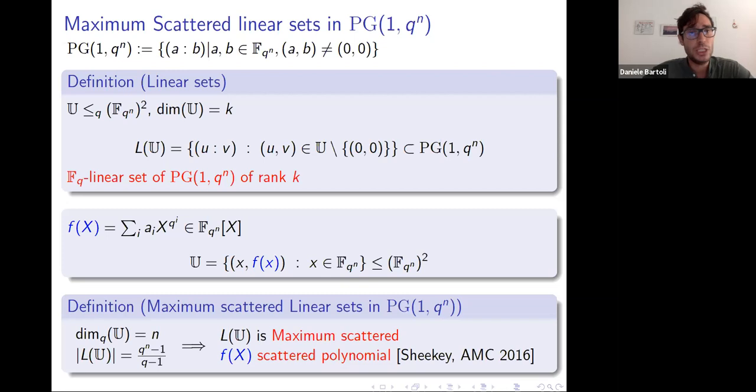So the projective line over F_{q^n} is just the set of pairs of elements of the ground field F_{q^n}, clearly apart from the zero pair, and they are defined up to a scalar multiple. Now, consider the vector space F_{q^n}^2, so pairs of elements of F_{q^n}, and consider a vector subspace U, which is an F_q vector subspace, and let's say that its dimension over F_q is k. Now you can consider the elements of U, which are pairs of elements of F_{q^n}, and see them as points in the projective line over F_{q^n}. And we call such L_U an F_q linear set of the projective line of rank k, where k is just the F_q dimension of the vector subspace U.